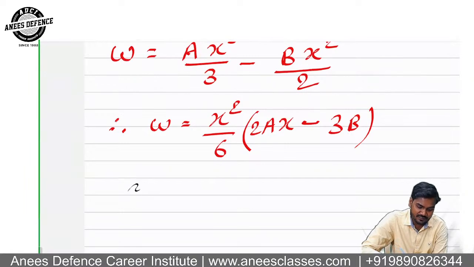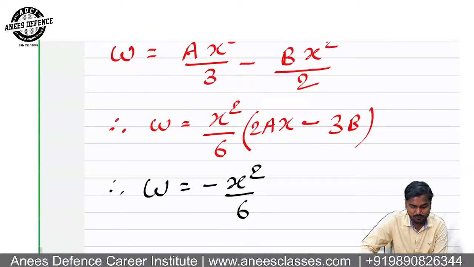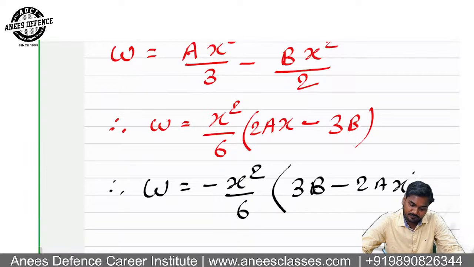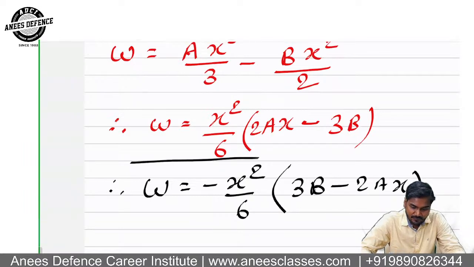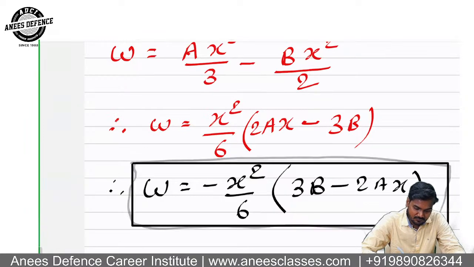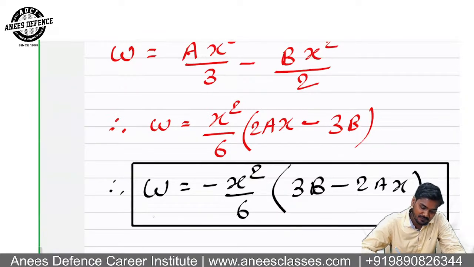बट ऑप्शन में कुछ ऐसा था, उन्होंने ऐसा दिया था minus x square by 6. अगर minus common लेंगे तो क्या हो जाएगा? 3b minus 2x. This is the answer.